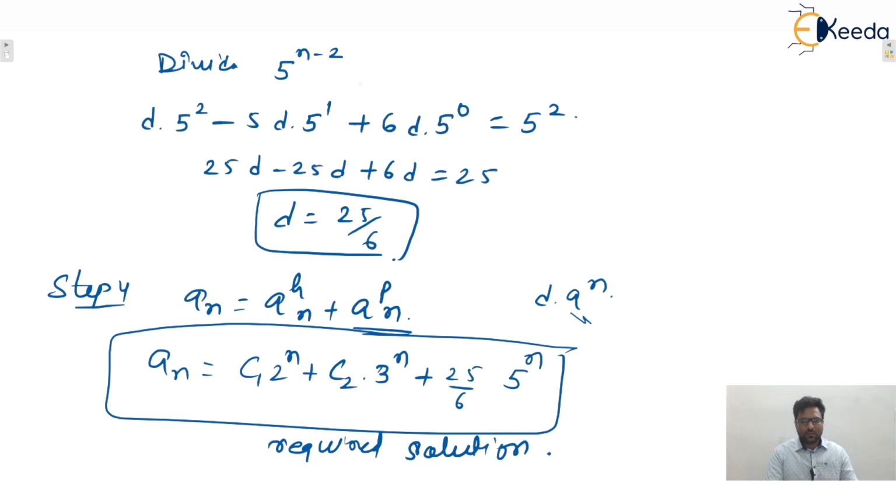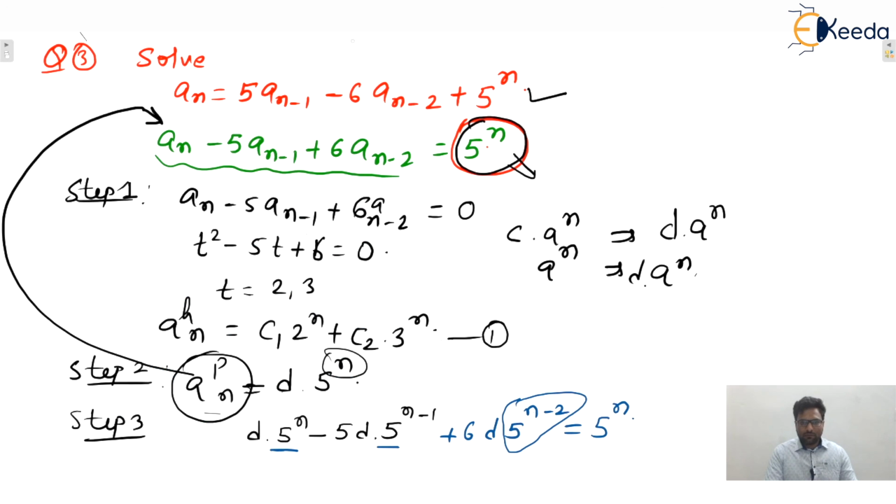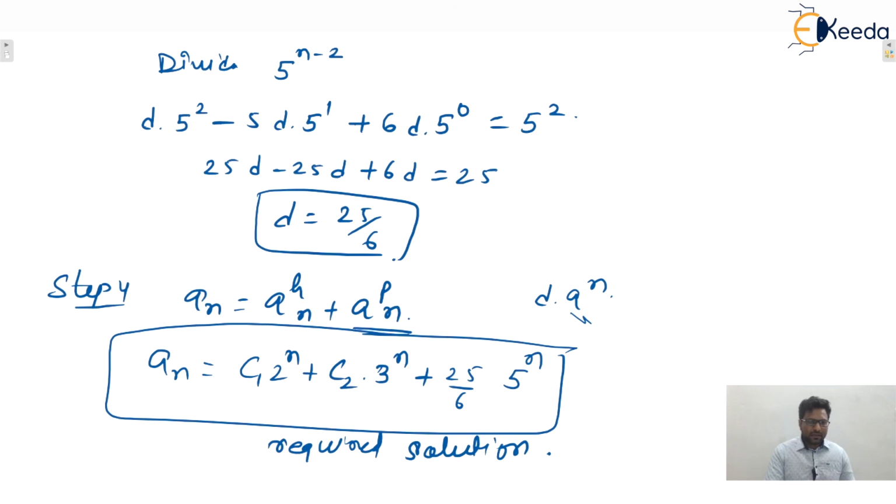Okay, I hope this one is clear to everyone. So this one will be the required solution. Step 5 is not there because initial conditions are not given, so we cannot find the values of constants c1 and c2. If initial conditions are given, then you can find the values of c1 and c2 and put them back in this equation. That will be the required solution. So that's all about the inhomogeneous LRCC.